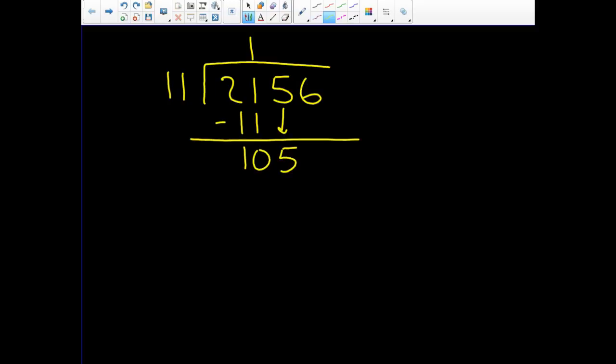How many 11s go into 105? 9. Okay, if it was 10, that would be a problem. 9 times 11 is 99. Subtract it, you get 6. Bring down the next number, 6.